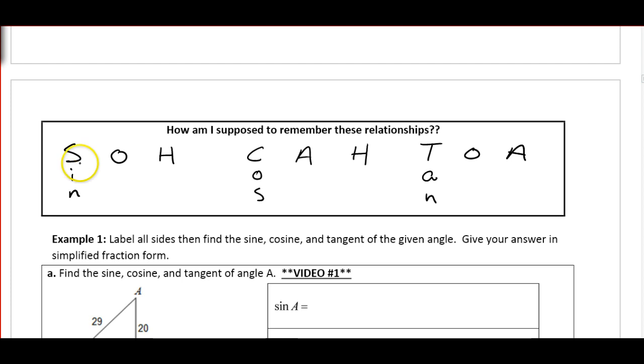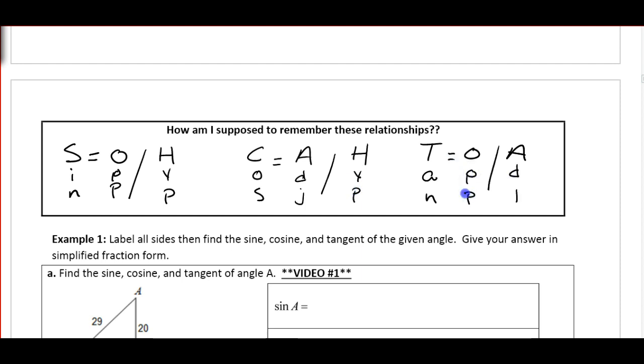Once you have that, the sine is equal to the opposite side divided by the hypotenuse. The cosine is equal to the adjacent side divided by the hypotenuse. And the tangent is equal to the opposite side divided by the adjacent side. A lot of students, when they get their paper, will write SOHCAHTOA at the top. So then they know, I'm doing cosine, so I need the adjacent side over the hypotenuse, or I'm doing tangent, so I need the opposite side over the adjacent side. That's the little trick they use to help.